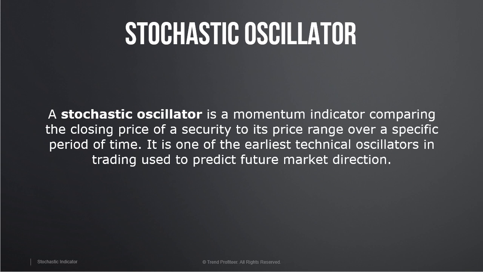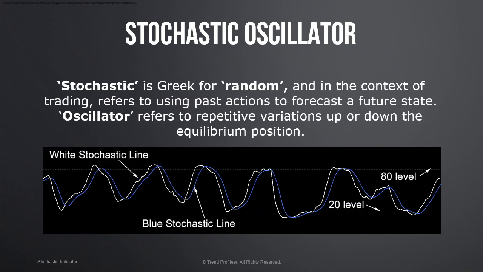how it works in relevance to the profiteer system. So stochastic is Greek for random, and in the context of trading, refers to using past actions to forecast a future state. Oscillator refers to repetitive variations up or down the equilibrium position. So we've got a white stochastic line and a blue stochastic line in the profiteer system, and they'll oscillate always fairly close to each other.